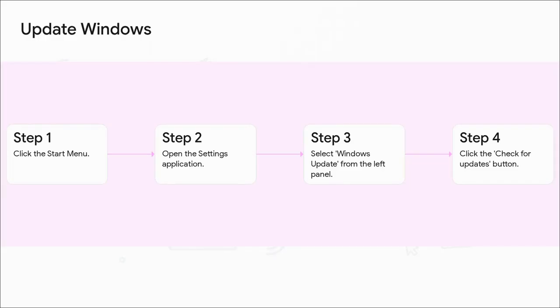First, click on your Start menu. Then open up your settings. Over on the left side of that window, you'll see Windows Update. Go ahead and click that. And then you'll see a big button that says Check for Updates. Just hit that and let your computer do its thing.